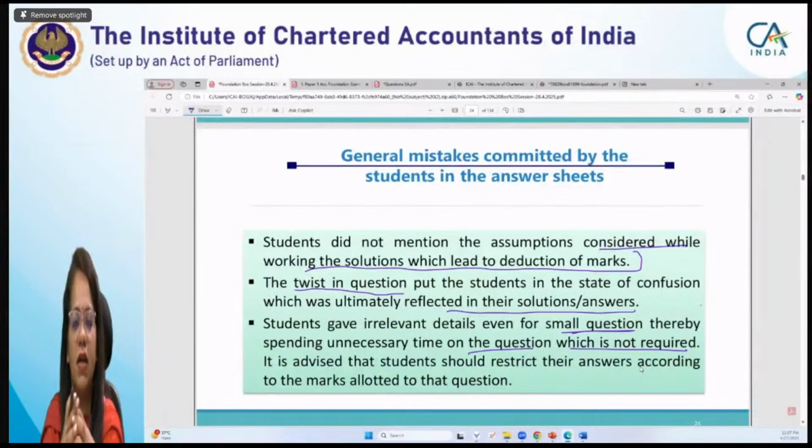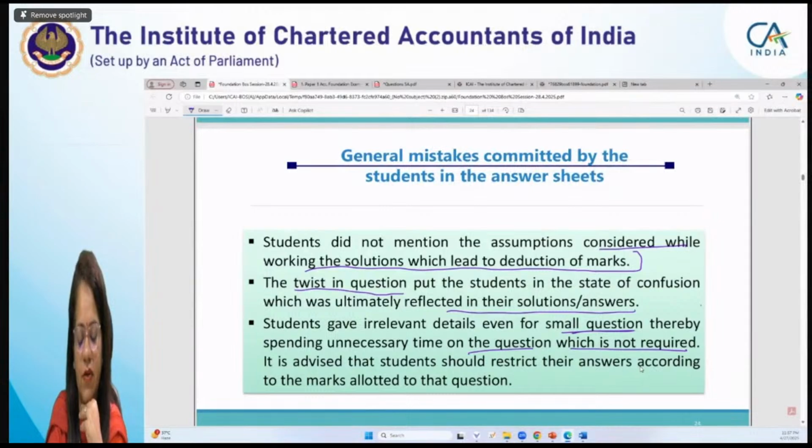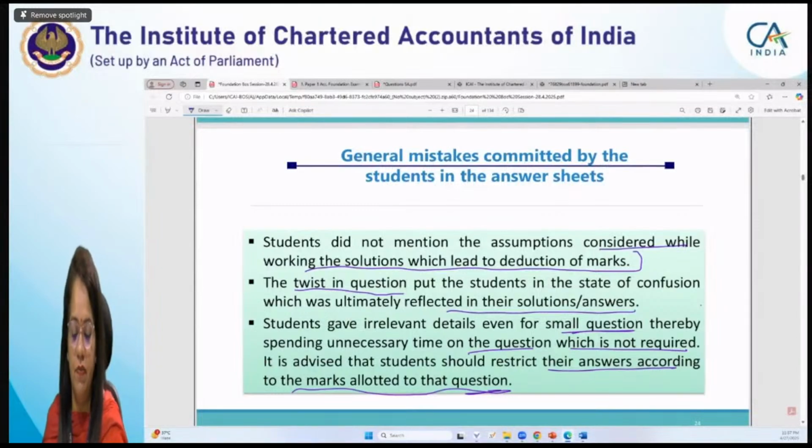See, if your partnership is very strong and you know all the concepts of partnership, give yourself lesser time in that and give more time to the company accounts question. And if your company accounts question is very strong, give yourself lesser time there and vice versa. So your time management is very important, and that depends upon your preparation level. It is advised that students should restrict their answers according to the marks allotted to the questions. So it also depends upon the number of marks allotted to the question. Okay.